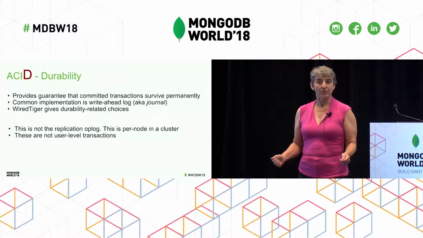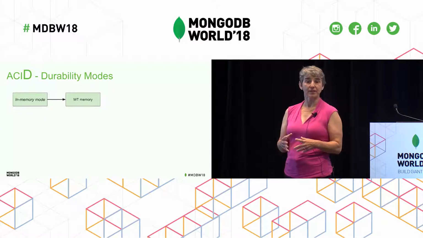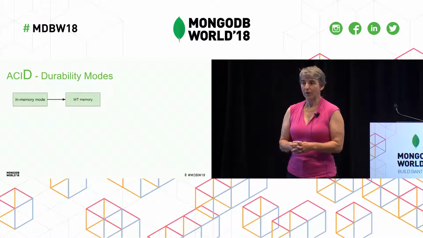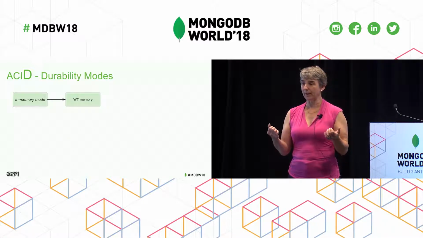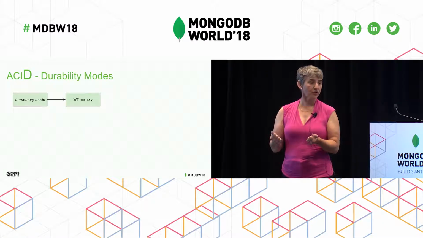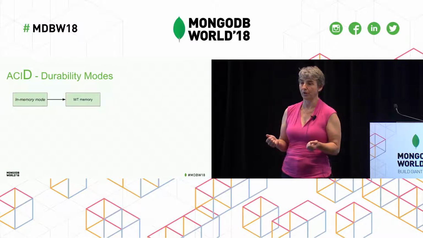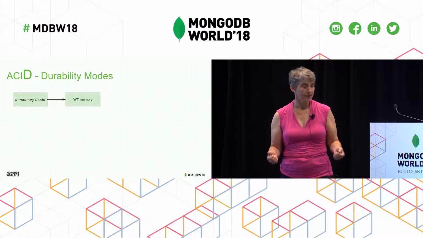So the durability modes that WiredTiger provides, there are 3. The first one is known as in-memory mode. When you want to store a record that reflects the modifications made within a transaction, we first write it to a memory buffer within WiredTiger, and then we can return to the caller in in-memory mode.